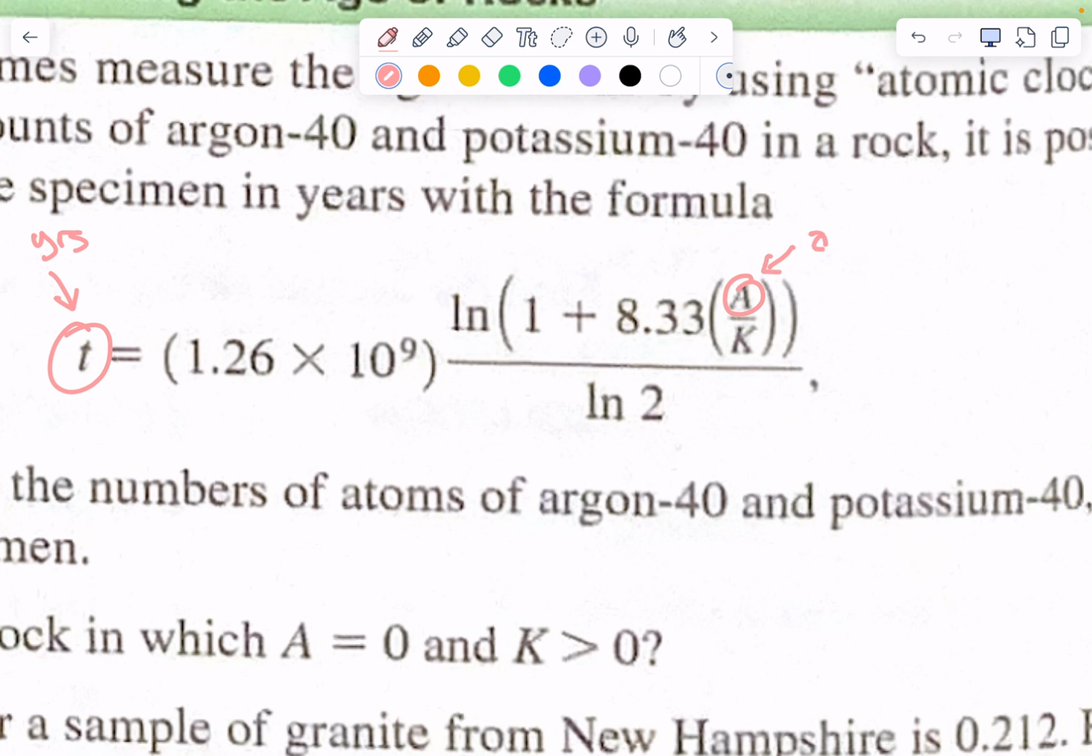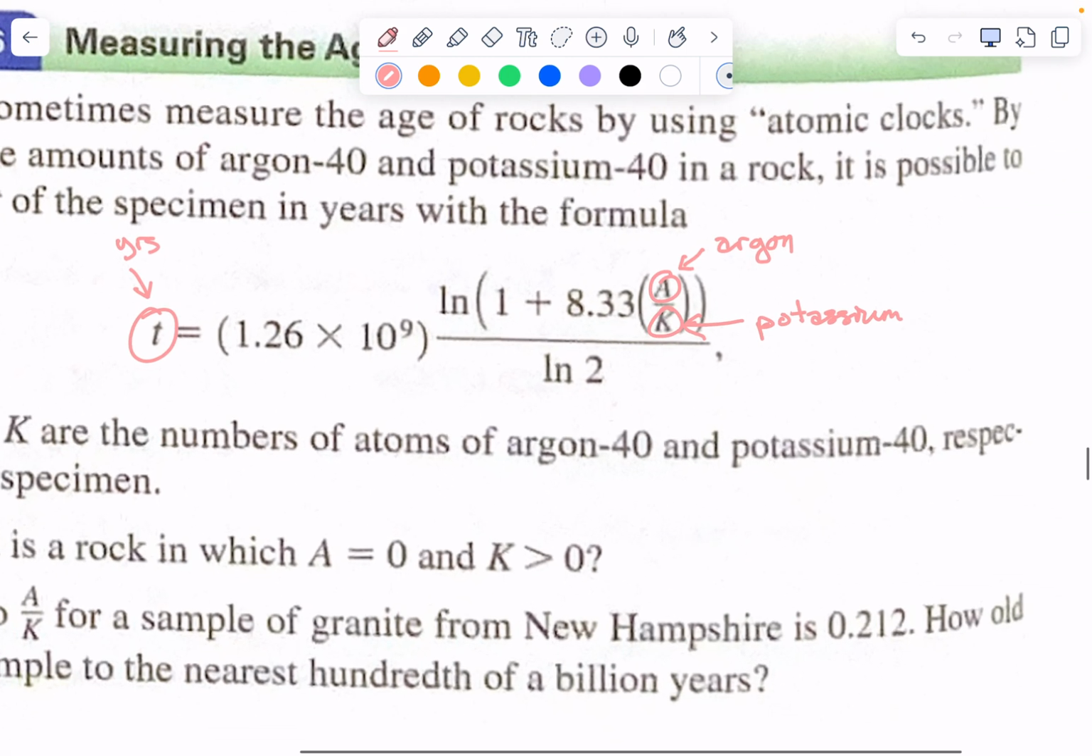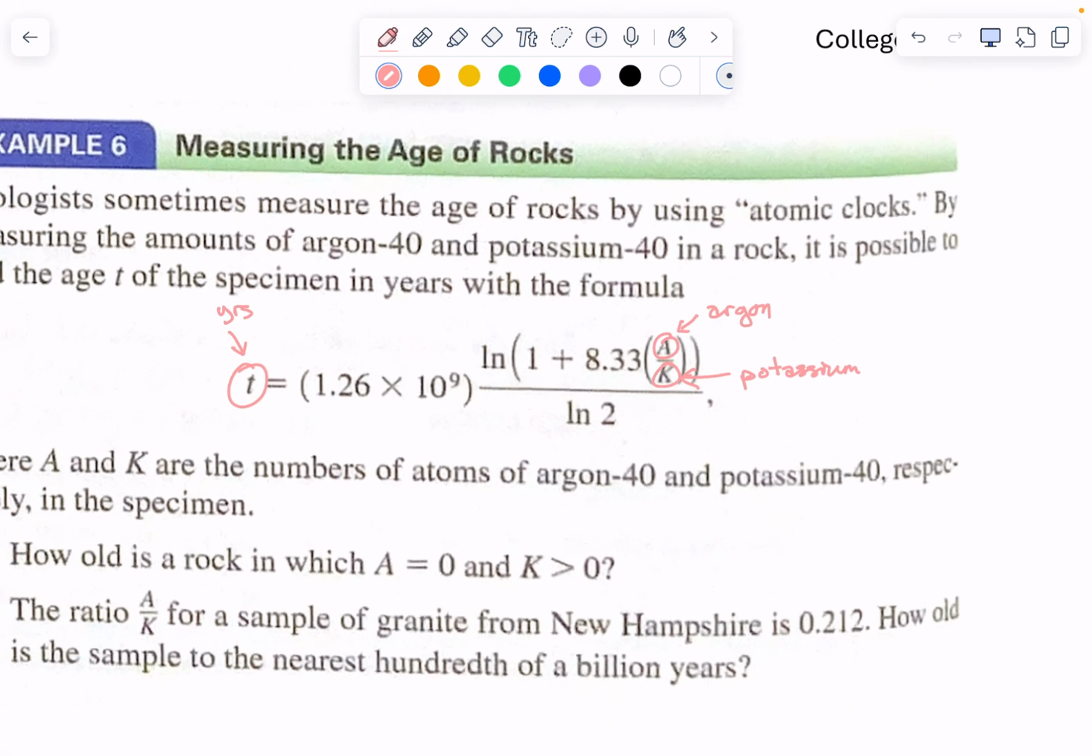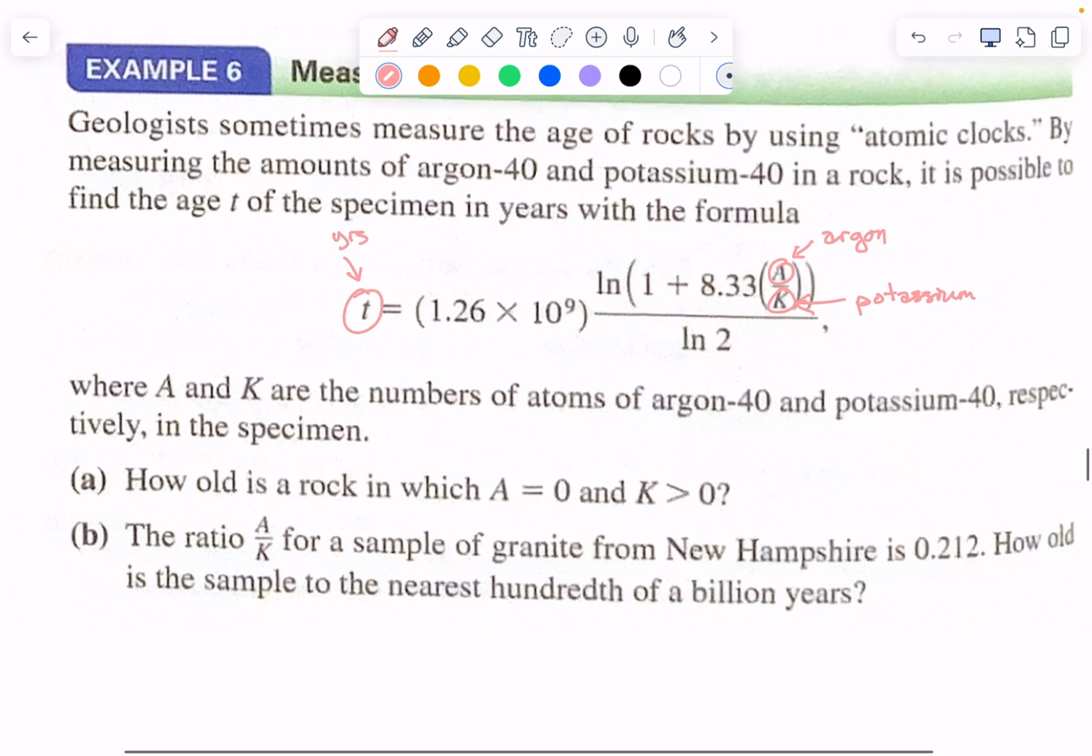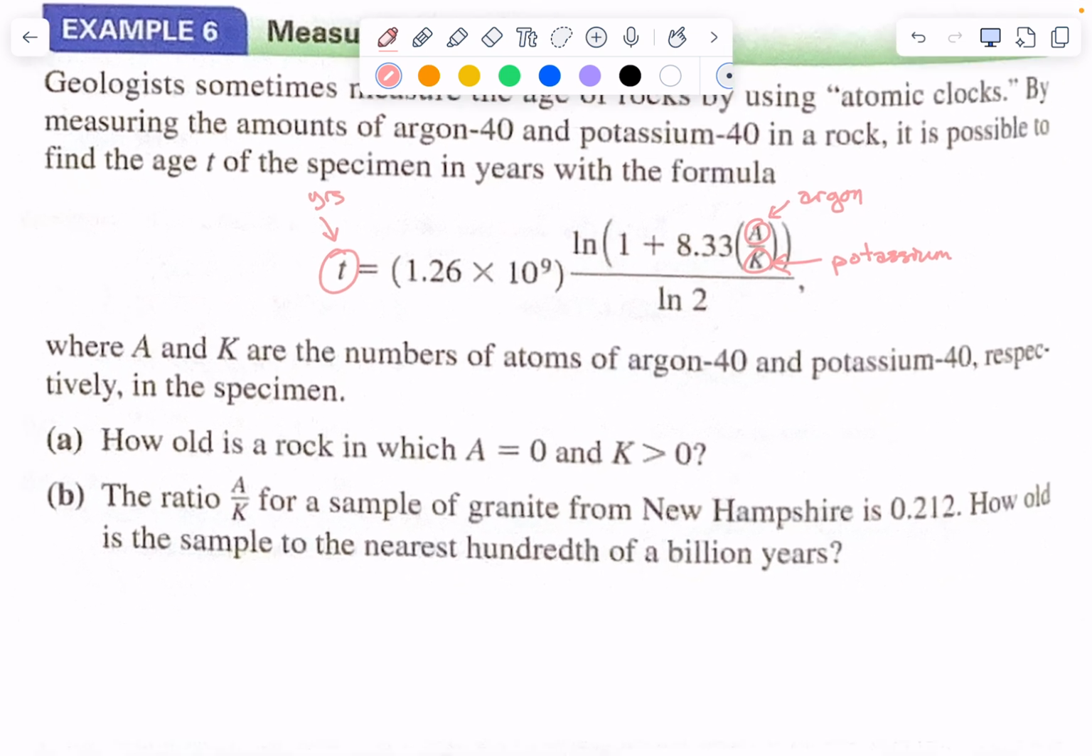and K, which stands for potassium. Okay. So the amount of argon, the amount of potassium, they measure it, they plug it into this formula, and they can tell how long this thing's been dead. Not dead, because it's a rock. Okay. How old is a rock in which A is 0 and K is greater than 0?